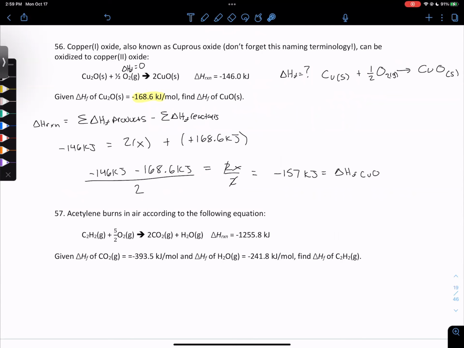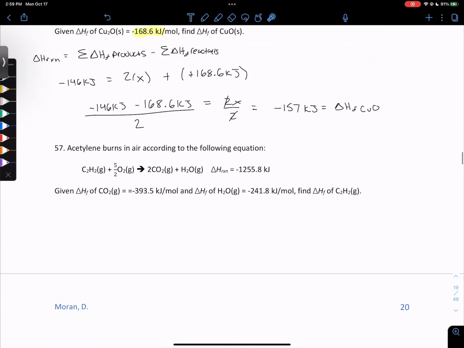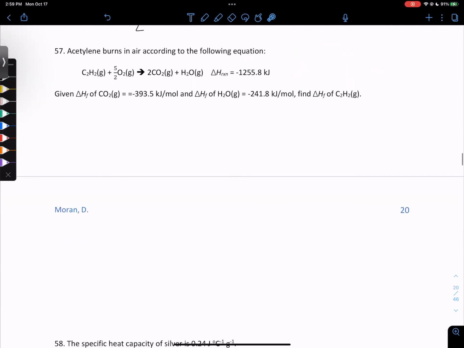Any questions? How about I let y'all try 57. It's the same exact principles, but let's try to apply what we learned from 56 onto 57.